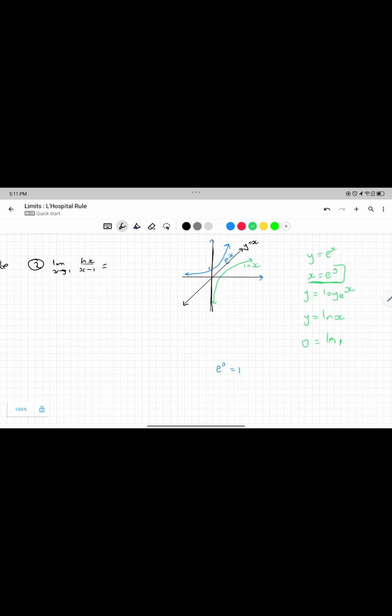See that? Hopefully it's seen. So here we're going to have 0 over 0, which is also an indeterminate. So since this is an indeterminate, we need to apply L'Hopital's rule.